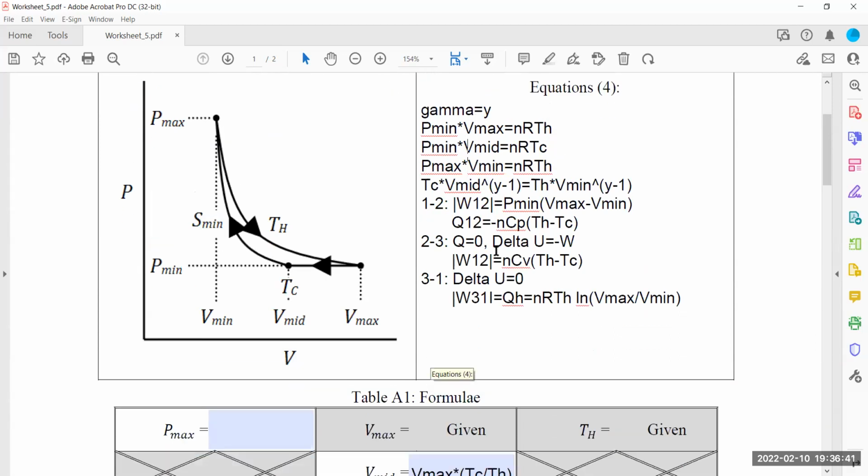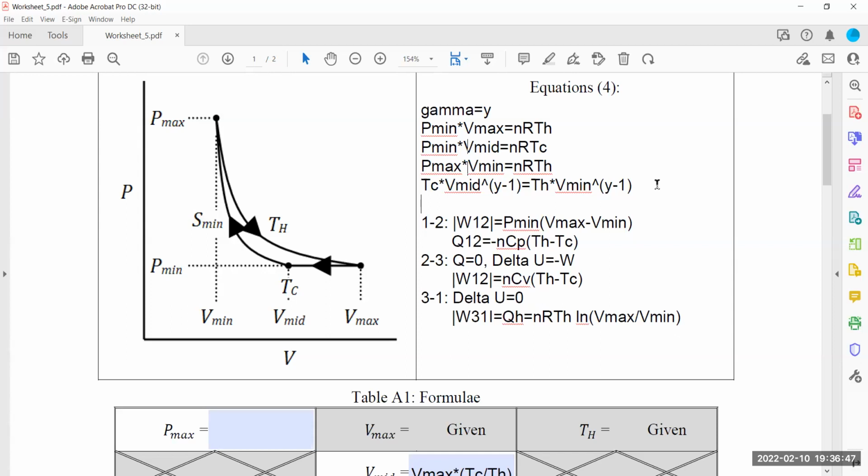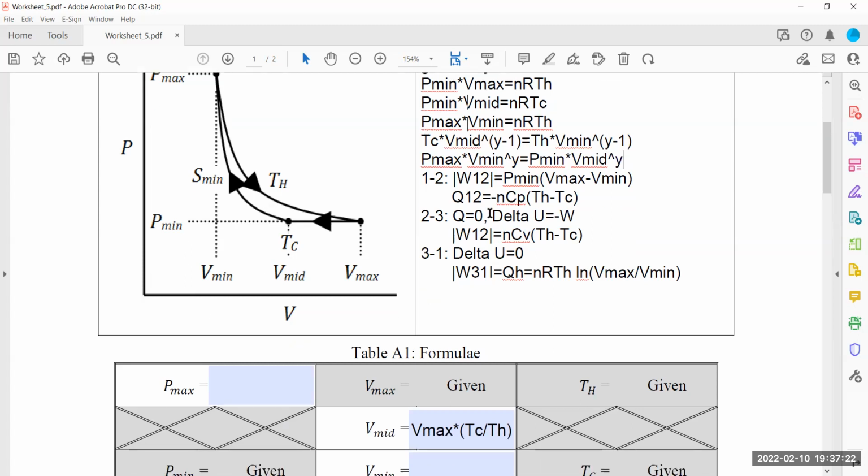So we need a way of finding this pressure. Okay, there is another relationship that is useful for us in here, and that is P max times V at that point, which is V min, to the power gamma equals this pressure, which is P min, times V mid to the power gamma. Okay, this is also because it's an adiabatic process.